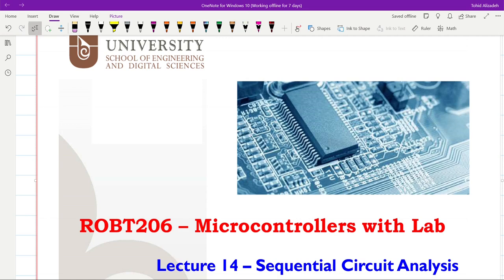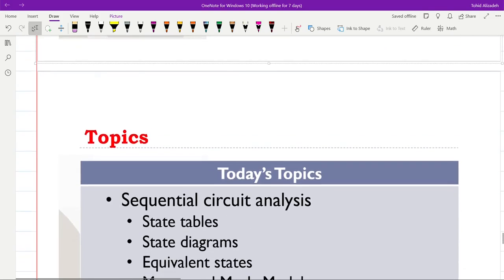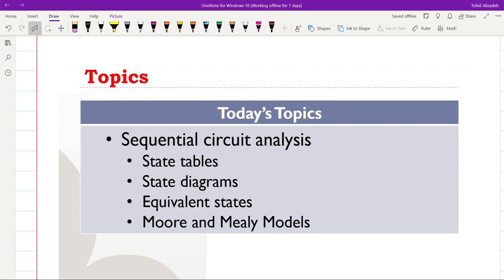In this lecture, we are going to focus on sequential circuit analysis. These are the topics that will be covered in the first and second part of this lecture, and they include the state tables, state diagrams, equivalent states, and Moore and Mealy models.